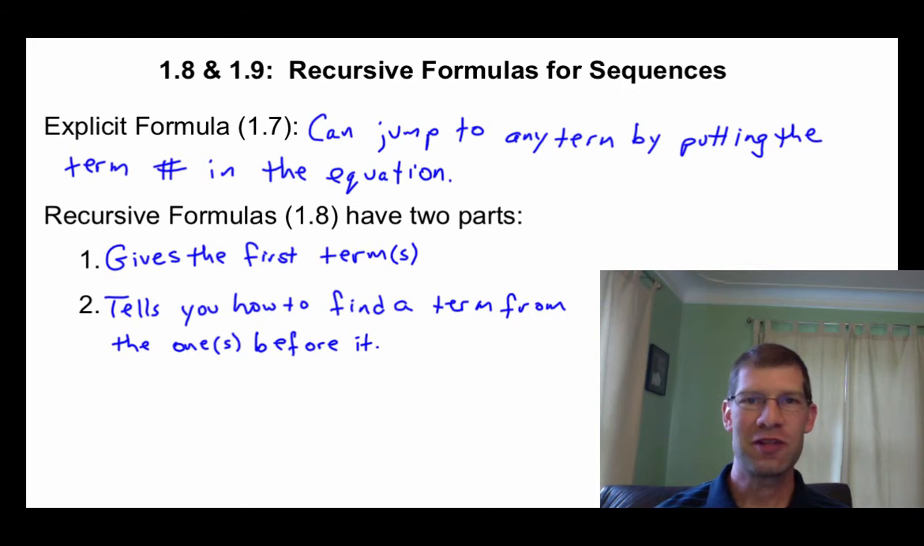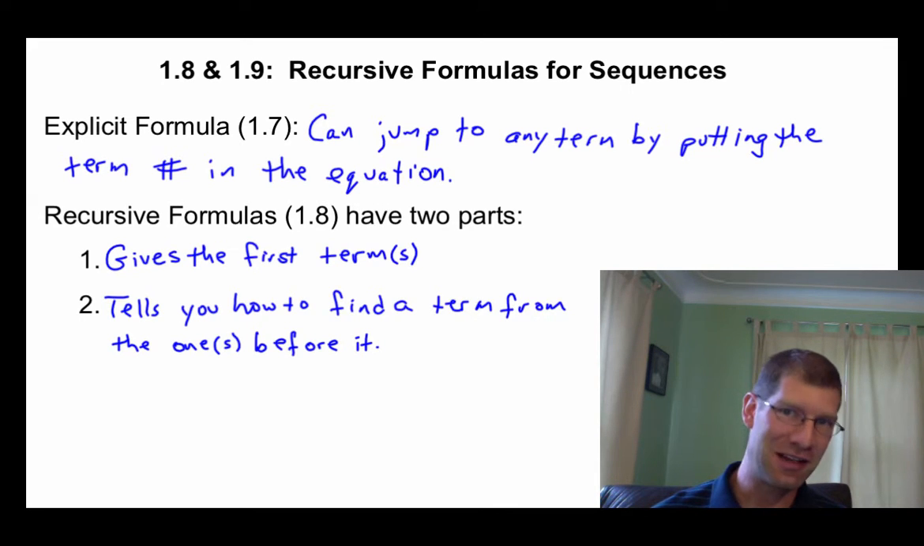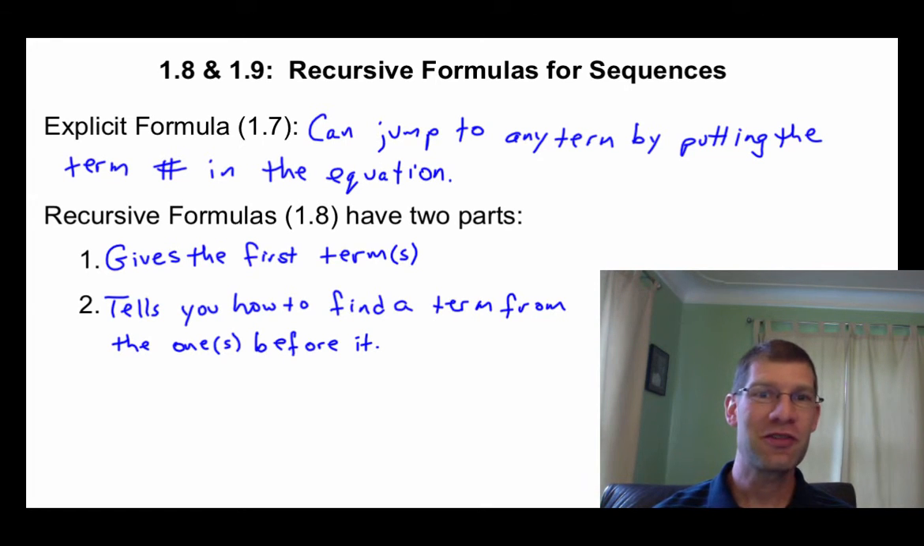In layman's terms, what that means is in order to find the second term, you use the first term and then you find the second term. To get the third, you need to know the second and do something to the second. To get the fourth, you need to know the third, and so on. So if you wanted to jump right to the 50th term with a recursive formula, it's going to take some more work in order to be able to do that.